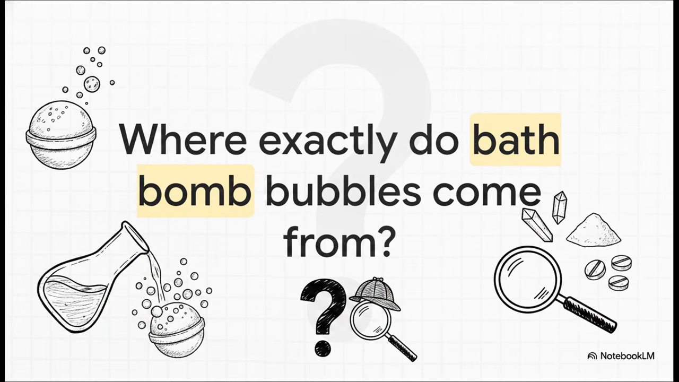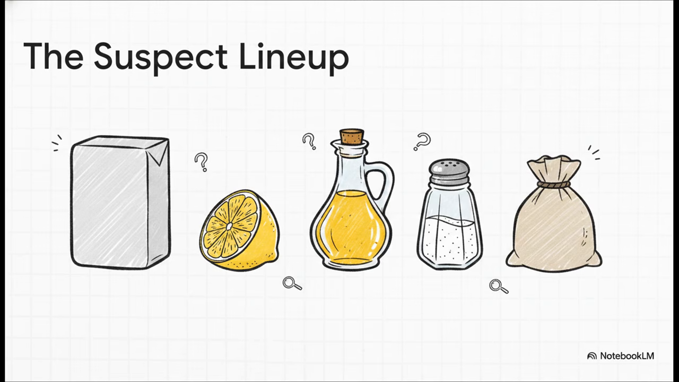Because we know the gas wasn't just hiding inside the solid, we need to interrogate our ingredients to figure out exactly how you get gas bubbles from just a solid bath bomb and water. We are essentially dealing with a chemical whodunit here. And to solve this, we really have to look closely at what makes up the bath bomb. We need to strip it down to the raw materials. So let's meet our suspect lineup.